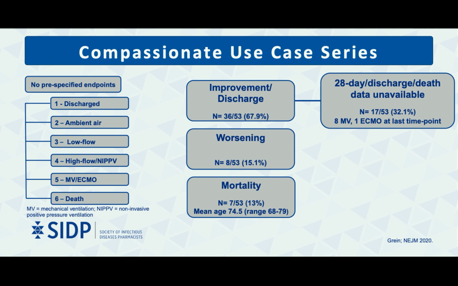One of the things that has drawn a fair amount of criticism for this article is that although the 28-day follow-up was their target, 28-day data on definitive outcomes like discharge or death was not detailed for 17 or 32% of the patients, 8 of which were mechanically ventilated at last follow-up, and 1 patient remained on ECMO at the last time point. This makes it much more difficult to reliably interpret outcomes of this cohort.